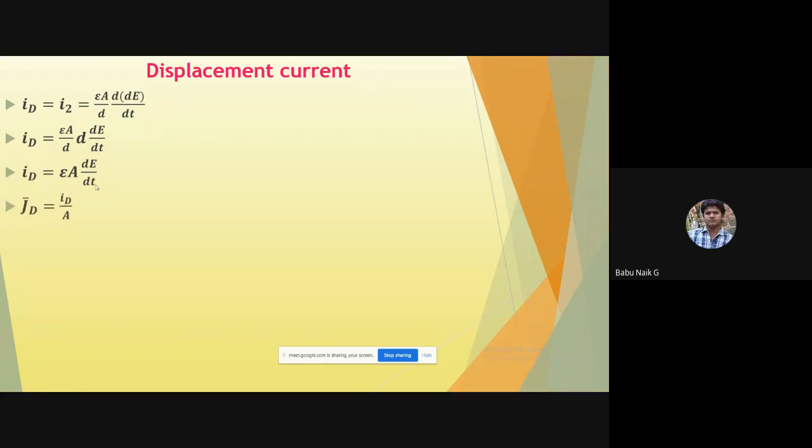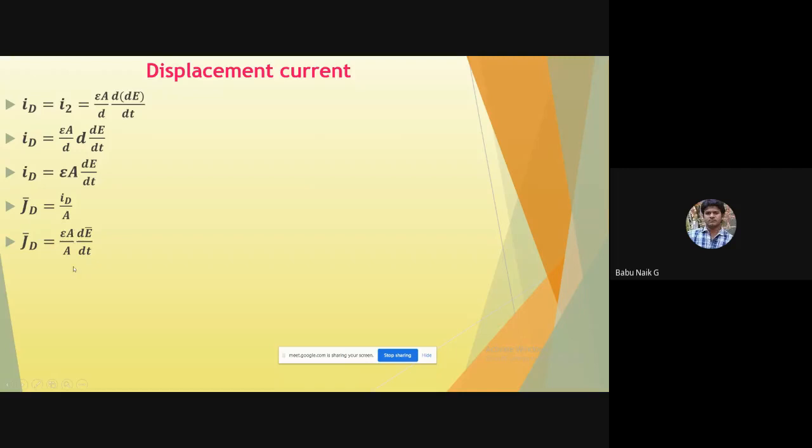So now further you can calculate the displacement current density, that is the current flowing through the capacitor. The displacement current density has the area of the capacitor, and the current flowing through the capacitor is ID. You can simplify and substitute, and we get JD equal to epsilon A... and A. Here ID is nothing but epsilon A into dE by dt. Now you can substitute the same thing in this current density: epsilon A by A into dE by dt.